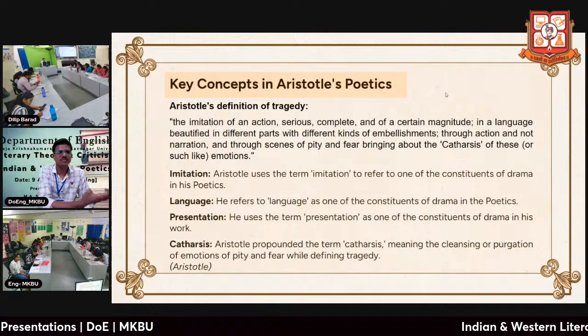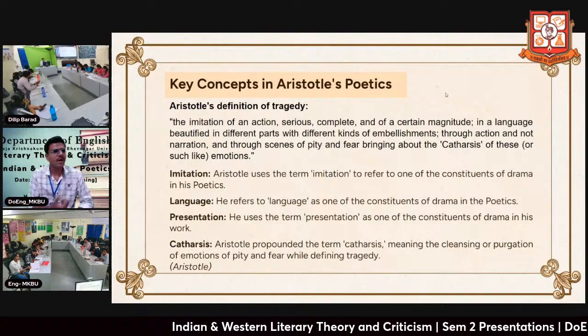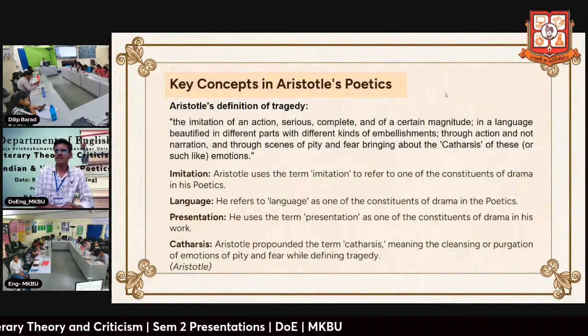The language, how it is used and how it is performed, how it is played, how it is written. Presentation, as we have seen in Bharata's theory also, how it is going to be presented on the stage, there we find. Then the catharsis.